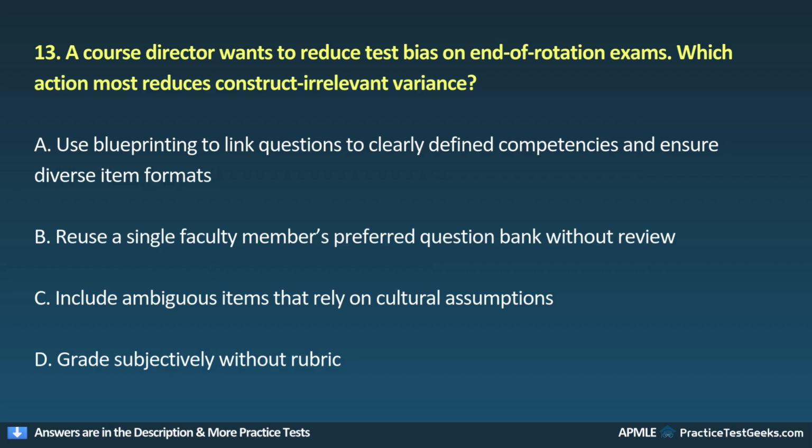13. A course director wants to reduce test bias on end-of-rotation exams. Which action most reduces construct-irrelevant variance? A. Use blueprinting to link questions to clearly defined competencies and ensure diverse item formats.